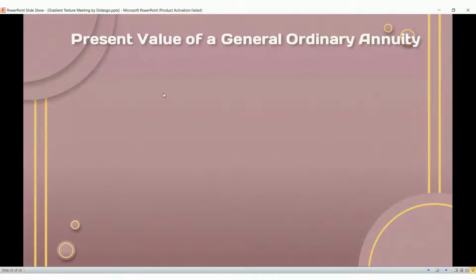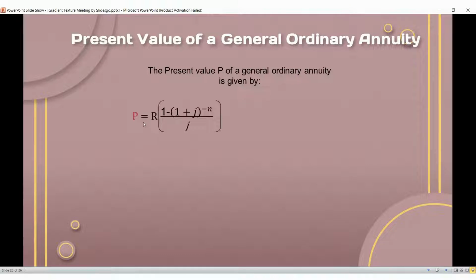Paghahanap naman ng present value of a general ordinary annuity. So, same lang, pero ang nawala dito ay P. Same method lang. Unahin natin hanapin ang J, di ba? Alam natin yung formula ng P. So, ito yung formula ng P. P is equals to R times 1 minus quantity 1 plus J raised to negative N all over J.